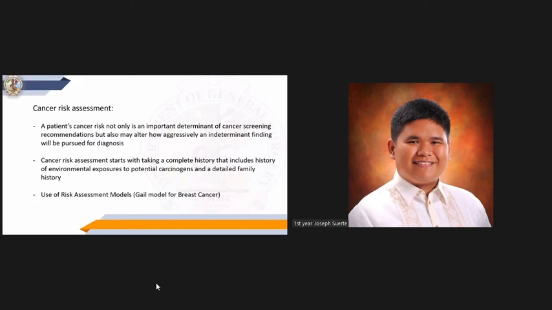So as for cancer risk assessment, it is important to determine cancer screening recommendations because they may alter how aggressively an indeterminate finding will be pursued for diagnosis. So your risk assessment will always start by taking a complete history, including your environmental exposures to potential carcinogens and also your family history. So we have risk assessment models, an example of which is your Gail model for breast cancer.